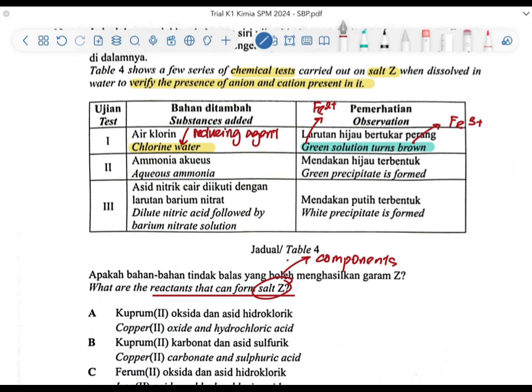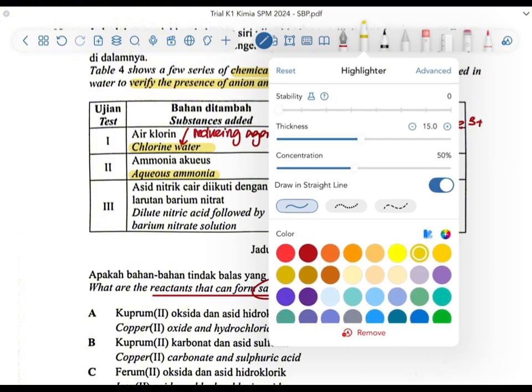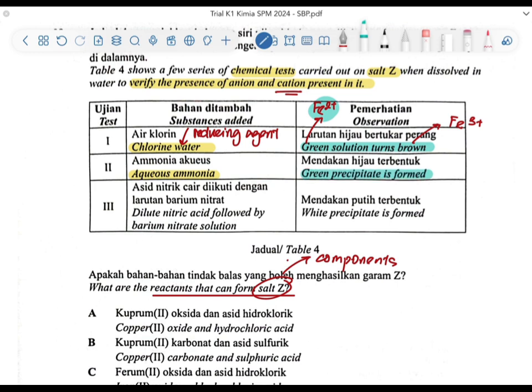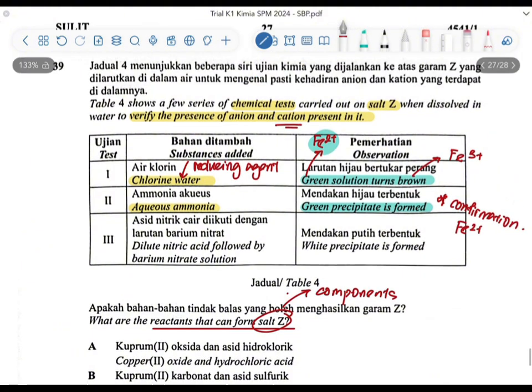So we know that this cation is actually the iron 2 ion, where at first it is green in color, and then it is oxidized to become Fe3 plus, which is the brown color. And then this second test, which is the aqueous ammonia solution, when we add it into the solution of the salt Z, it proved that the green precipitate is formed. So this is the confirmation test that this is the Fe2 plus ion for the cation.